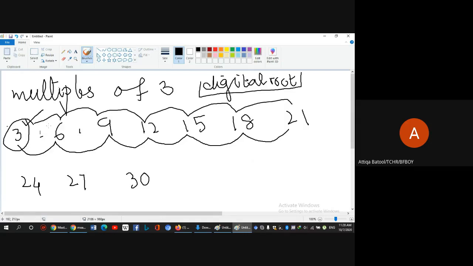Okay, now number 1. Number 2, digital root is always a single digit, and the place value of digital root is always unit.